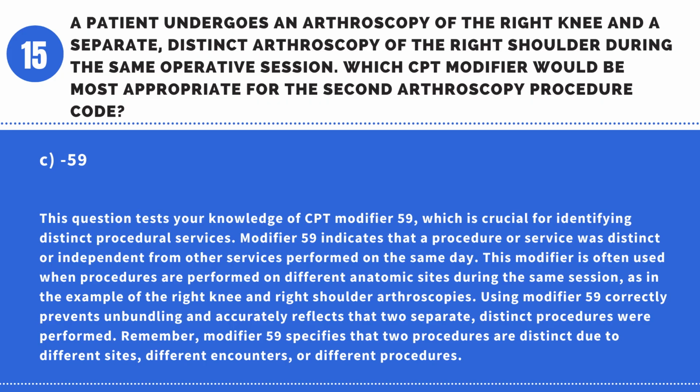Using Modifier 59 correctly prevents unbundling and accurately reflects that two separate, distinct procedures were performed. Remember, Modifier 59 specifies that two procedures are distinct due to different sites, different encounters, or different procedures.